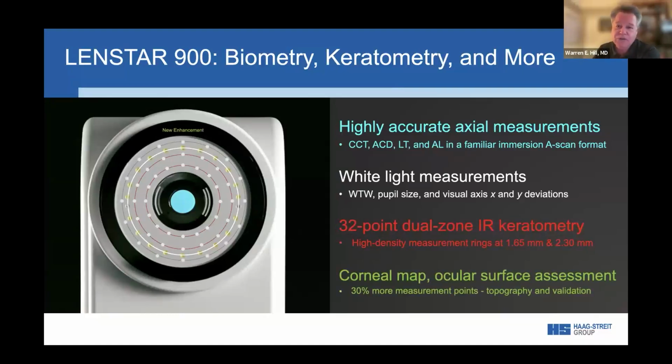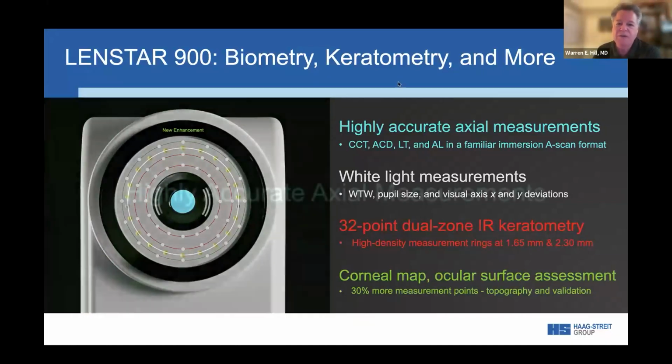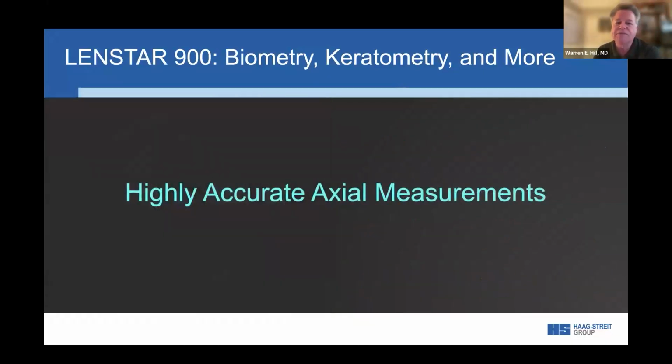And we're going to introduce now a corneal map and a method for ocular surface assessment with 30% more measurement points for topography and also validation. And the great thing is that there's no hardware change. These additional measurement points come with your instrument. They've always been there. And now we're just going to be showing you how we use it.